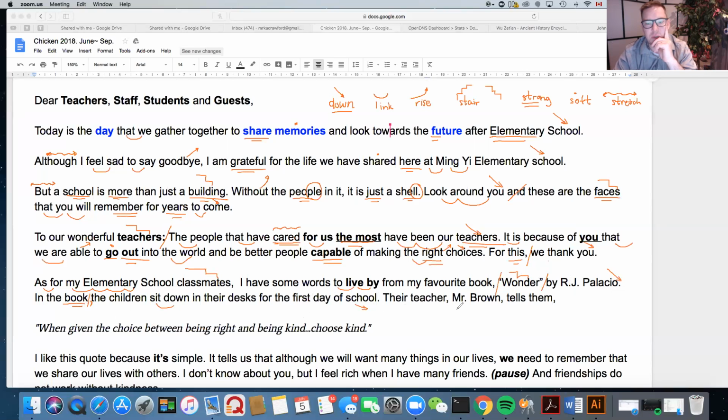Their teacher, Mr. Brown, tells them. No, no S, no S. Be careful. Their teacher, Mr. Brown, tells them. When given the choice, okay, now you need to pause, and you need to change your voice slightly here, okay? Their teacher, Mr. Brown, tells them, when given the choice between right and being kind, choose kind.